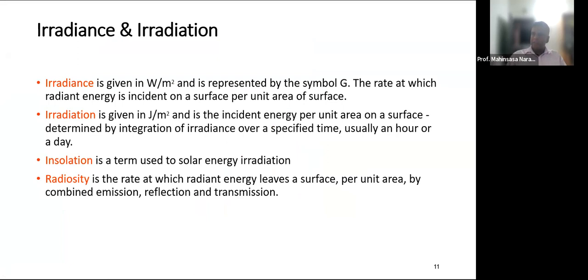Those are some terminologies here: irradiance and irradiation. The unit of irradiance is watt per square meter. That means how much energy we obtain per second. A watt is energy per second. Then watt per square meter, we call these irradiance values. The symbol of that value is G.